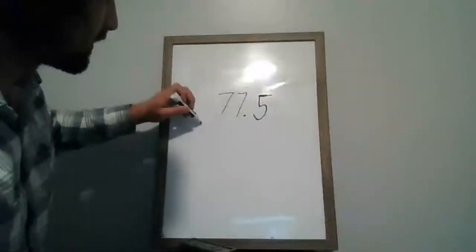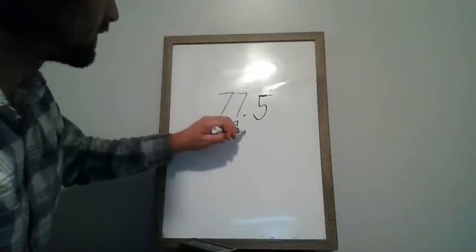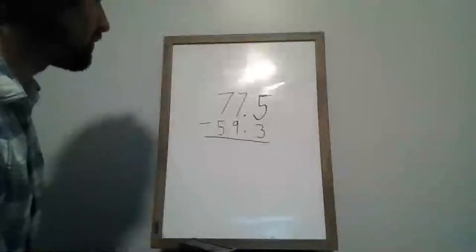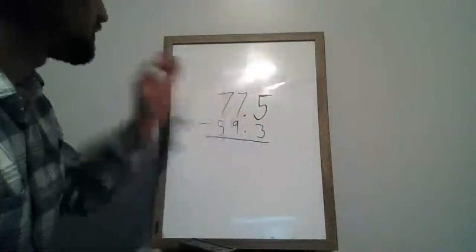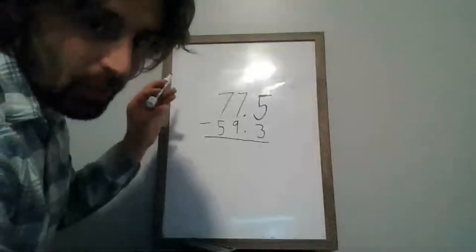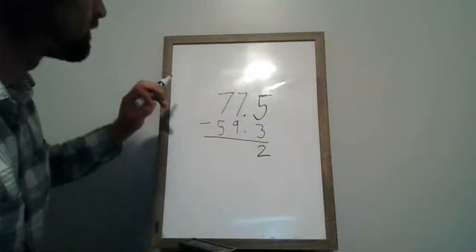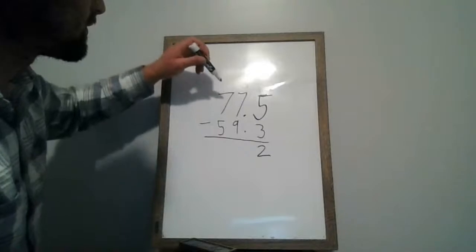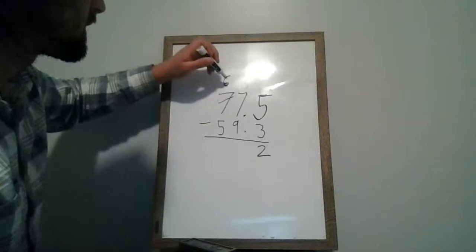All right, 77 and 5/10 minus 59 and 3/10. So we're going to go to the tenths place first, digit all the way to the right. Again, we're going to subtract just as if we were subtracting whole numbers, and then we will line up the decimal point at the end. So 5 minus 3 equals 2. 7 minus 9, we cannot take away 9 if we only have 7, so we do need to take a 10. So the 7 is going to become a 6.